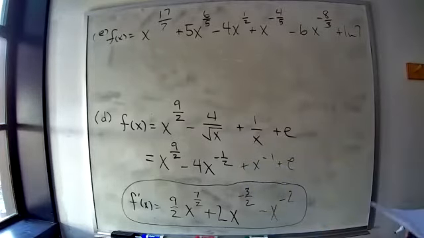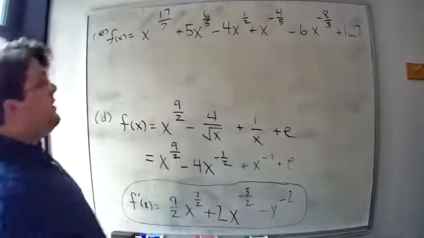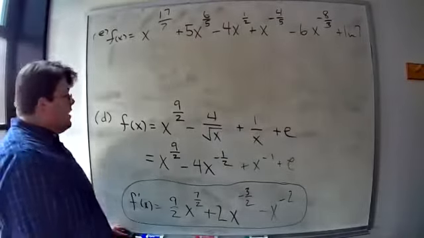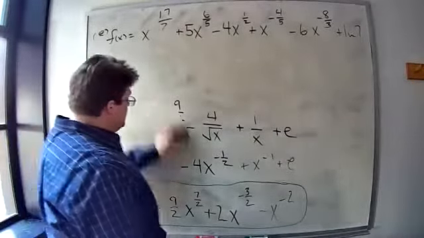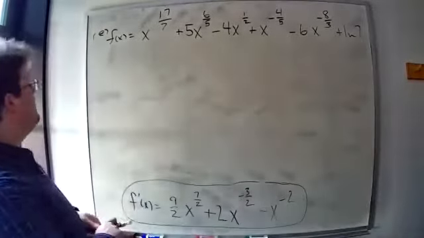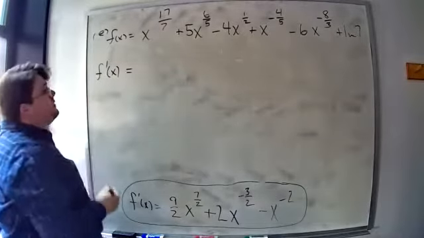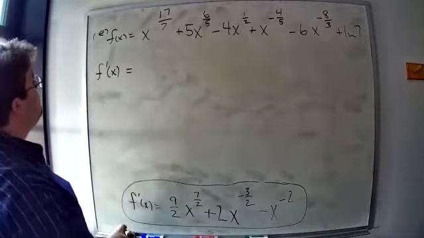Then you step back and make sure you wrote everything correctly. x to the 17/7, 5x to the 6/5, negative 4x to the half, x to the negative 4/5, negative 6x to the negative 8/3, log 7. Okay. Well, here, again, we have a bunch of power rules. And throwing extra fractions in them makes it a little more inconvenient. But we can still use the power rule on each piece, including the constant. So what do we get here?